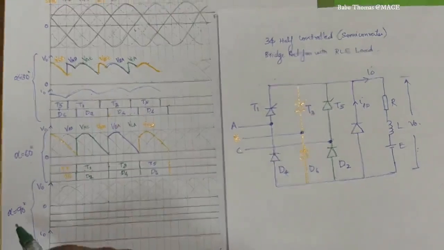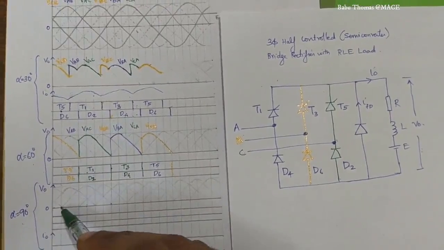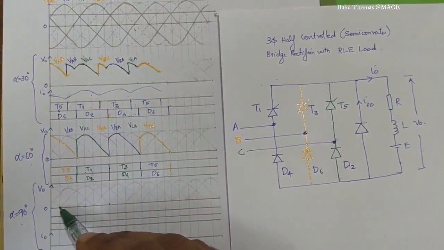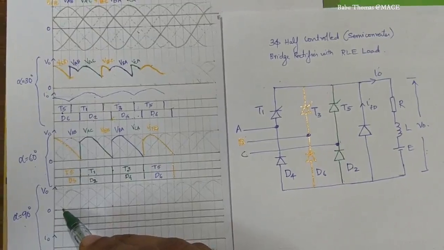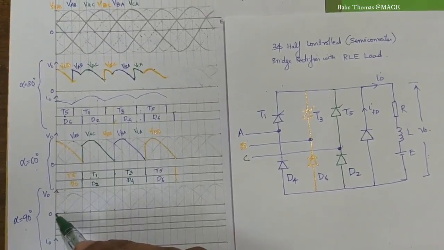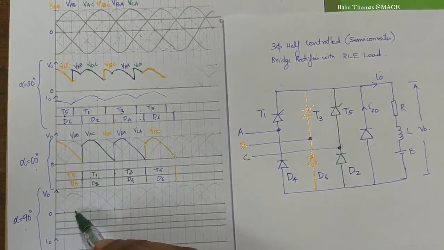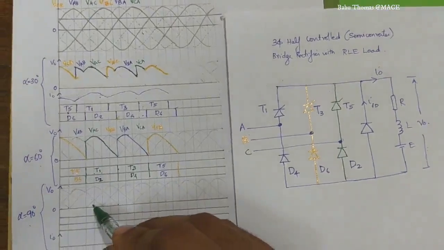Now for the firing angle alpha equal to 90 degrees. So this is omega t equal to 30. From there 90 degrees, so 90 plus 30, so 120 degrees you need to fire the thyristor. So 1, 2, 3, 4. So here I need to fire the thyristor.